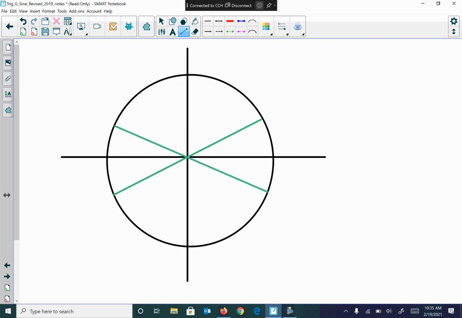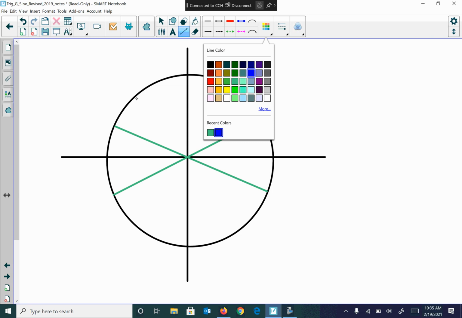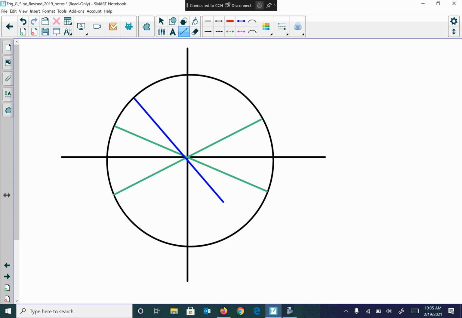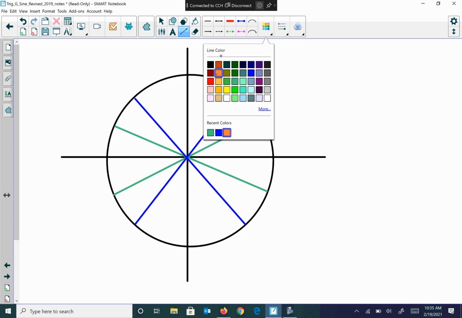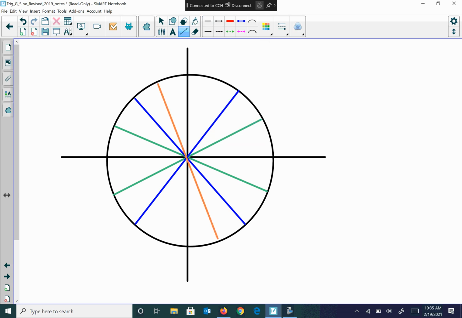So this is for my 30-degree reference angle, agree? Good. You guys responded. Yesterday they sat there going, oh, I don't know. Just kidding. That's my 45. And my last one. That's basically for my 60.